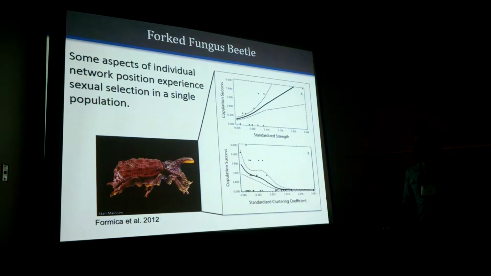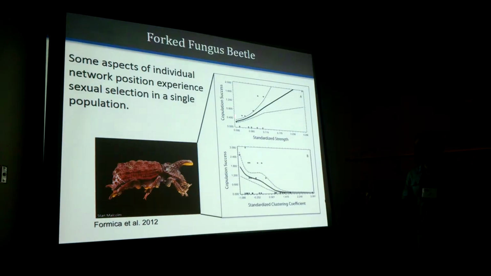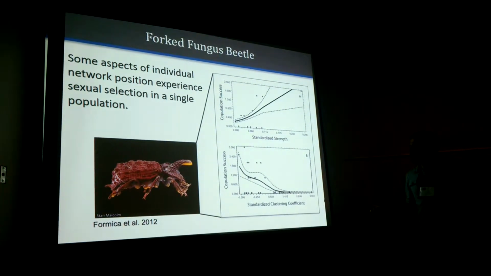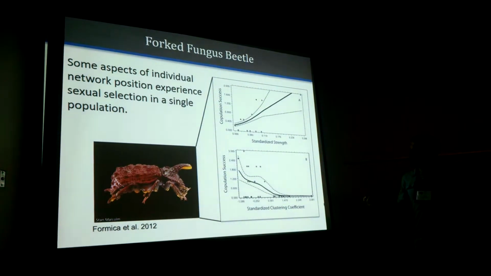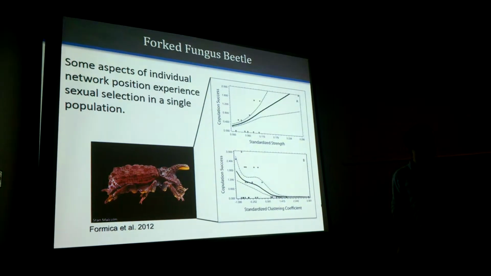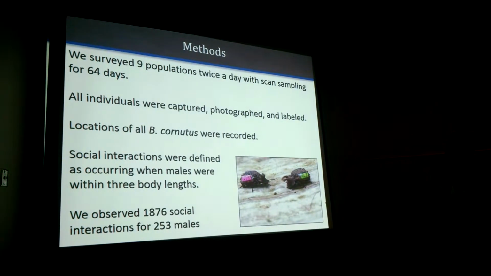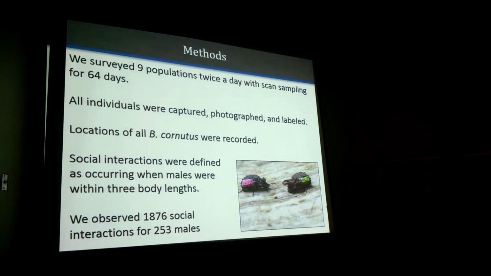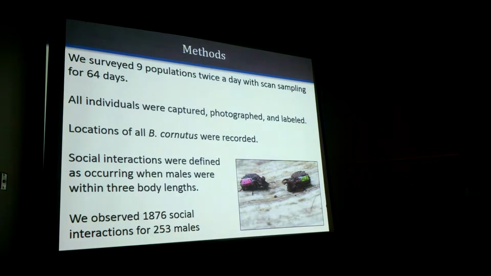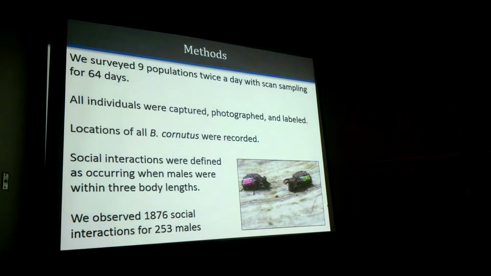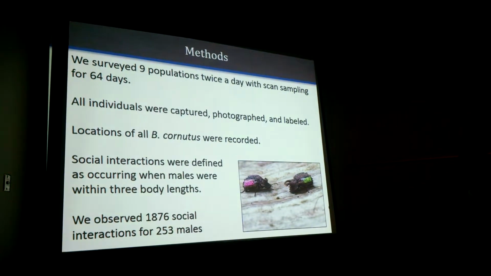We've done this before in a single population, so looking at copulation success, this mate guarding, and looking at some of these other network metrics, we've shown that they co-vary with fitness. But again, this is just in a single population. We wanted to look, is this true over multiple populations? So we surveyed 9 populations in a single meta population, a single old growth forest. We went out twice a day and we did scan sampling for 64 days.